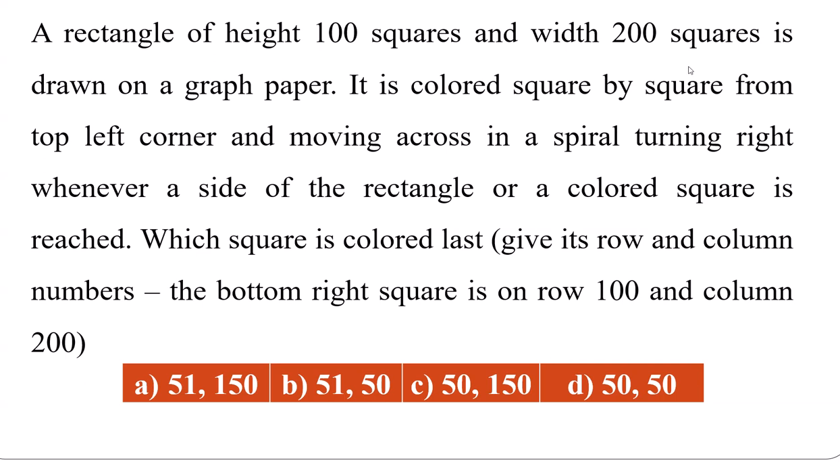Read this again. Good question related to rectangle. A rectangle whose height is 100 squares. Let's say each square length is 1 meter, then 100 meters is the height. If each square side is a centimeter, it means 100 centimeters. 100 squares height, width is 200 squares.